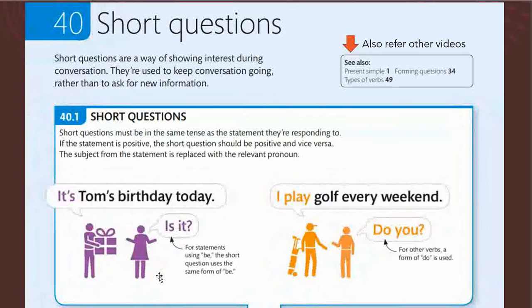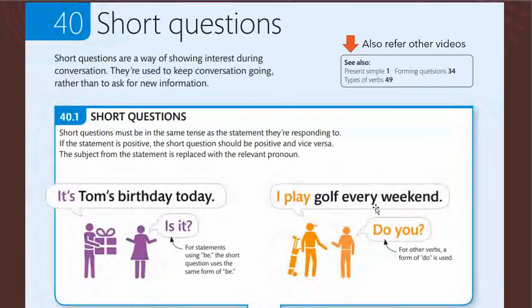For statements using be forms, that is, are, was, were, has, have, had, do, did, does, the short question uses the same form. That means if you see is used in the statement, you have to use is. If you see are used in the statement, you have to use are. Let us see the next example.